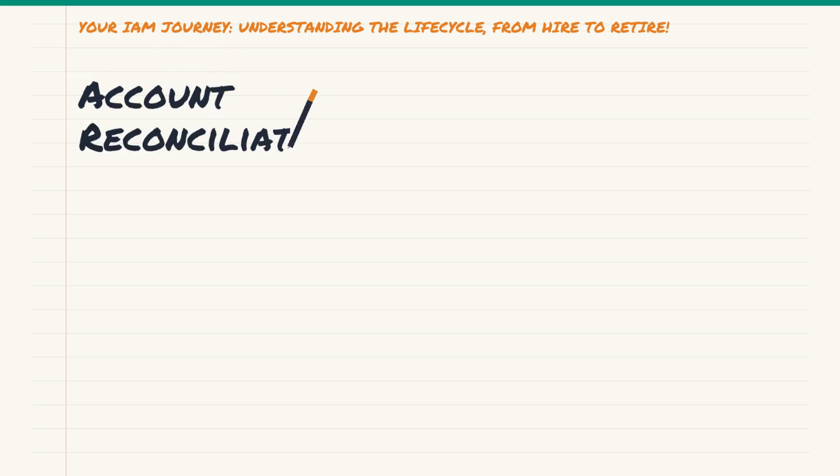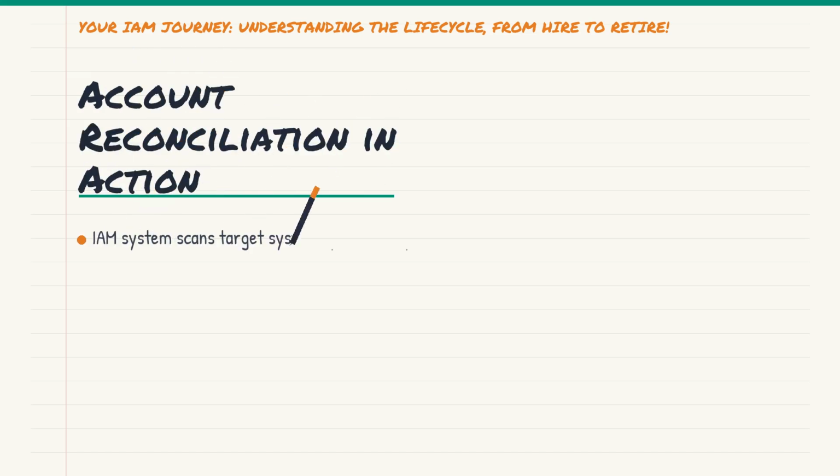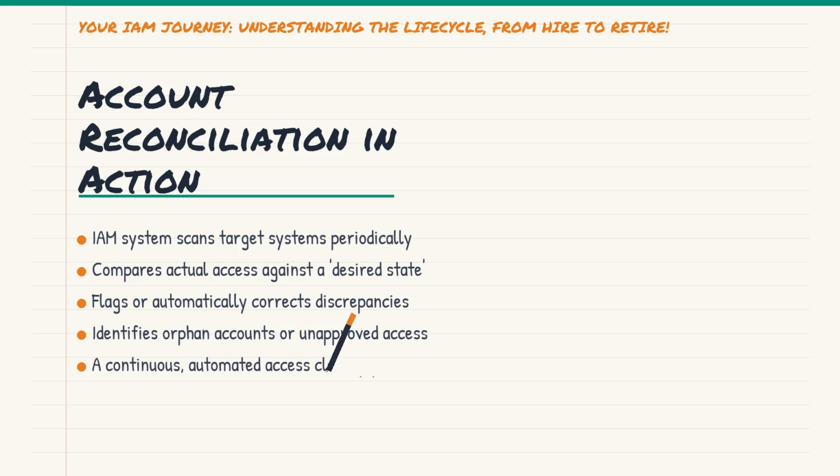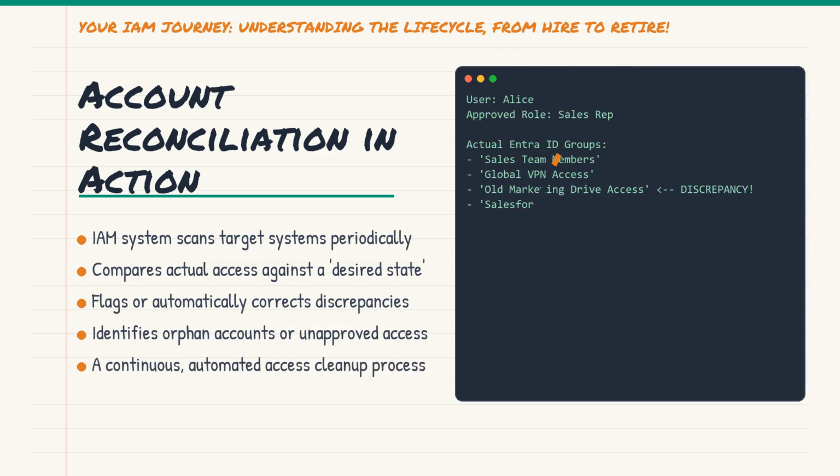Account reconciliation typically involves an IAM system periodically scanning all target systems and comparing their current state of access with the desired state held in a central identity store. If it finds a user account active in a system that should have been deprovisioned, or if permissions don't match the assigned role, it generates an alert or even automatically corrects the discrepancy. This can involve comparing user groups in Active Directory with roles defined in your IAM governance tool. It's a continuous, automated cleanup crew for your digital access.